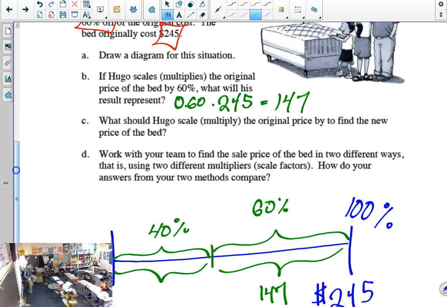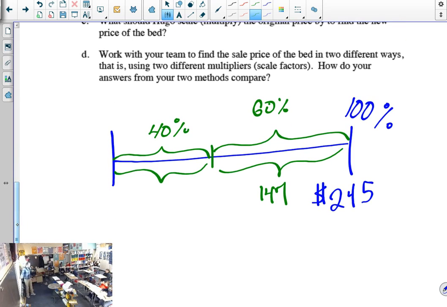Now, what is that, though? If that's your 60%, what is that really in the context of this problem? How much money comes off the original price? So if we do a little subtraction here, or we could calculate 40% of the price, either way we should get the same answer. What does he still have to pay? That's a deal. $98. Please make sure we have that model drawn. If you want to show the math for doing the 60%, please make sure you have that as well.